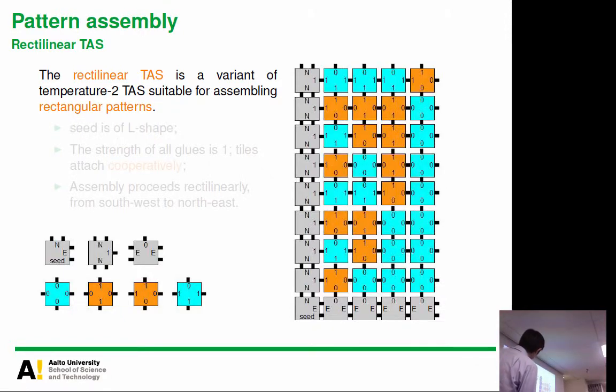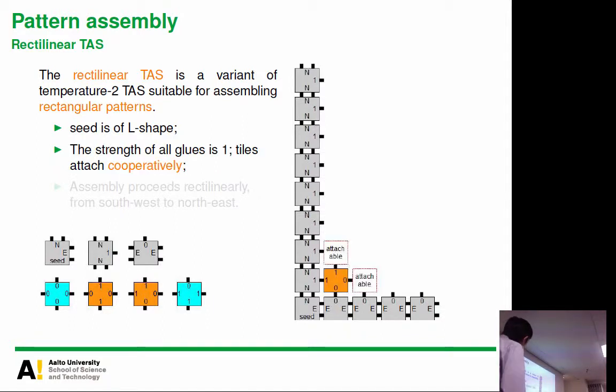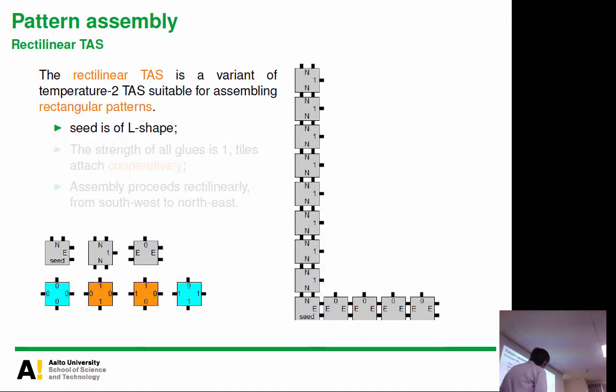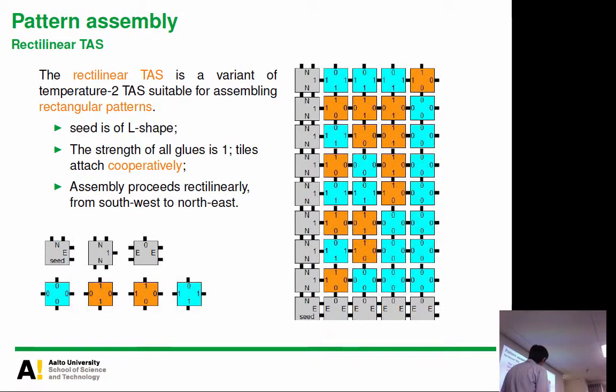And so then in this pattern self-assembly, we use some specific simple tile assembly systems called rectilinear systems, which work in this way. It starts with some specific L-shaped seed, and all strengths are 1. Tiles always need cooperativity because it's temperature 2.